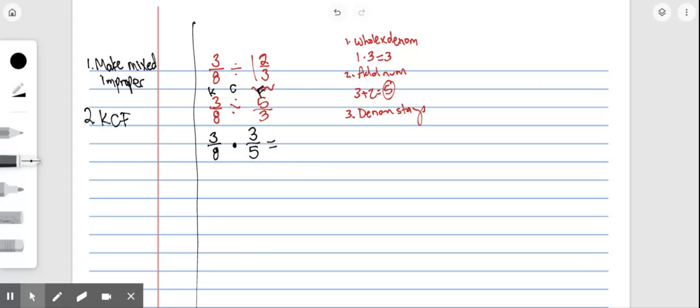Now I'm going to multiply straight across. 3 times 3 is 9. 8 times 5 is 40. 9/40 is my answer. 9 and 40 do not have any common factors, so this is as good as it gets.